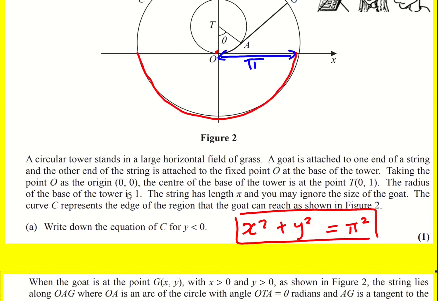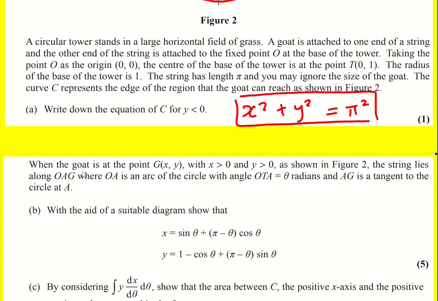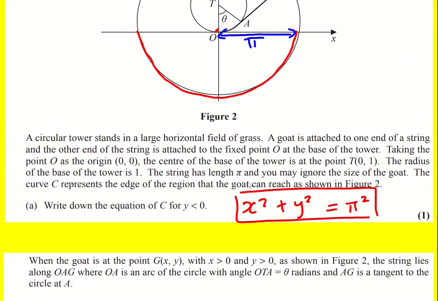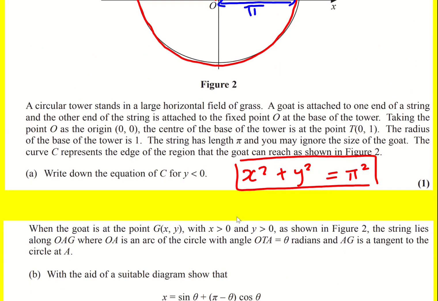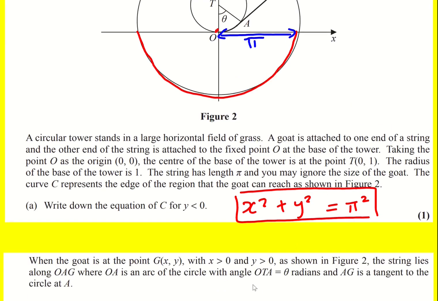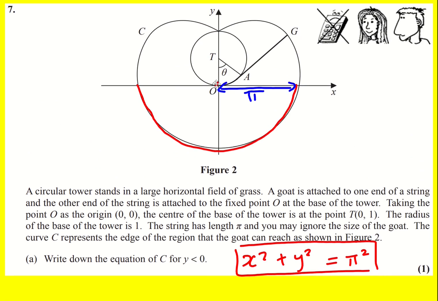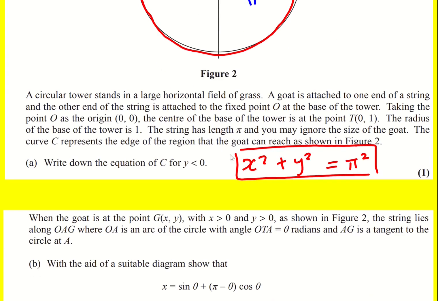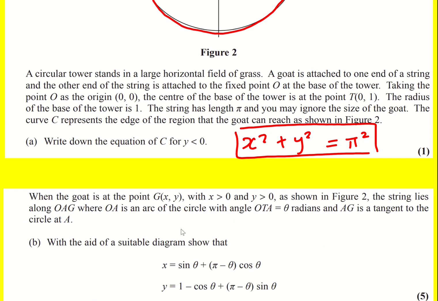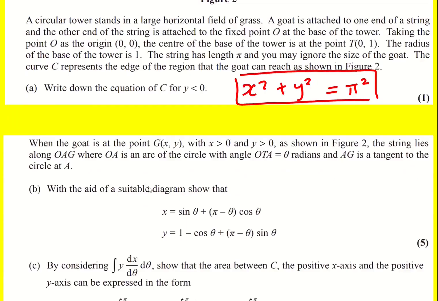Now, don't let that question give you a false sense of security. We're into the main bit now. So when the goat is at point G (x, y) here, for example, with x greater than 0 and y greater than 0 as shown, the string lies along OAG, where OA is an arc and AG is a tangent. So we can see this arc coming round and then it's a tangent because it has to get around the tower. It can't go straight from O to G using a straight line. We're asked, with the aid of a suitable diagram, to show that x and y can be represented parametrically. Okay, let's give it a go.